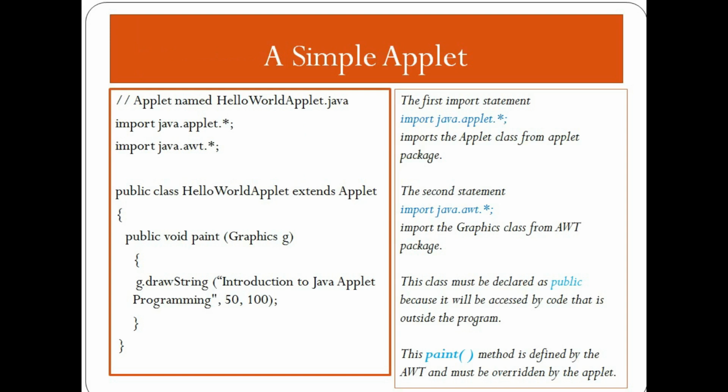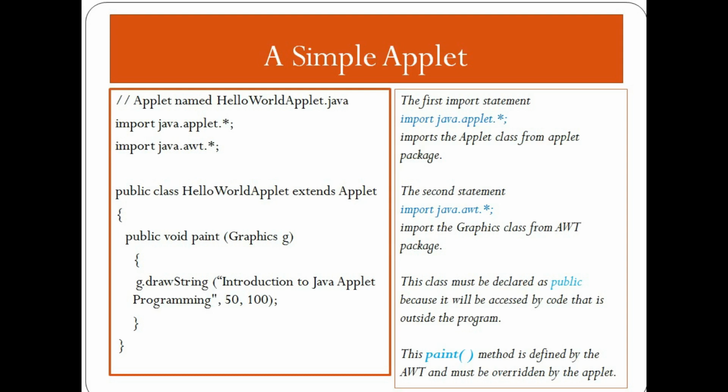Now this is a simple applet program. Here you see that we have imported two packages. The first one, java.applet, imports the Applet class from the applet package. The second one is awt, which imports the Graphics class from the awt package, which is required in Java applet programming.